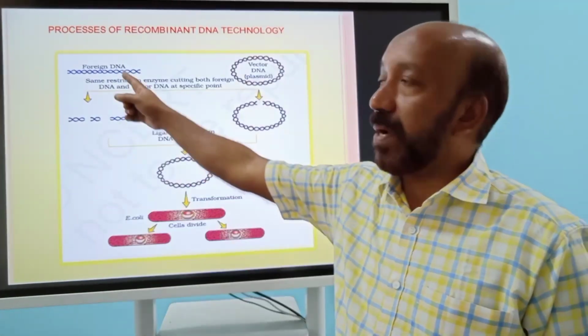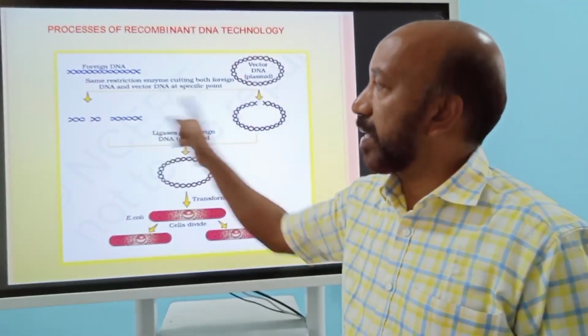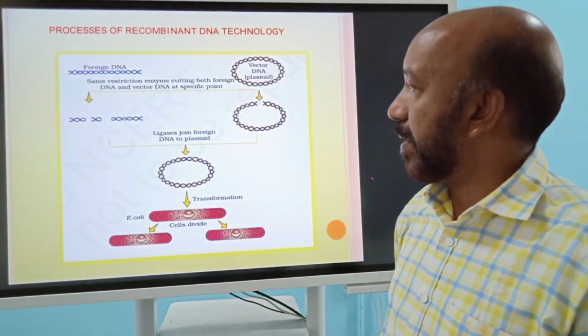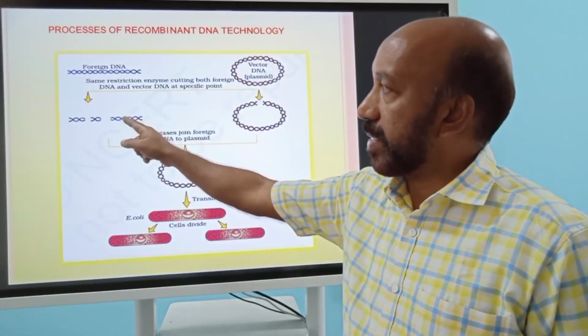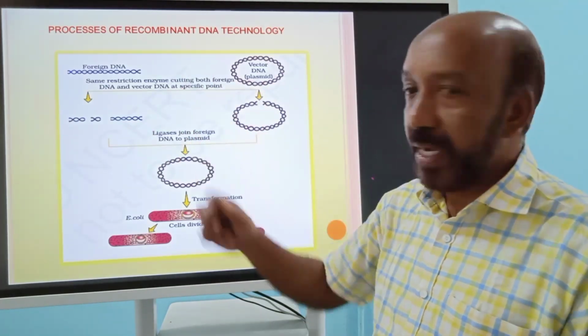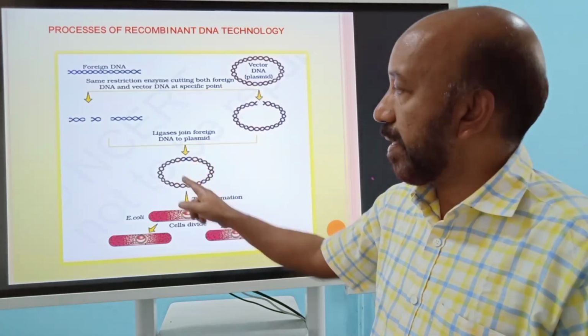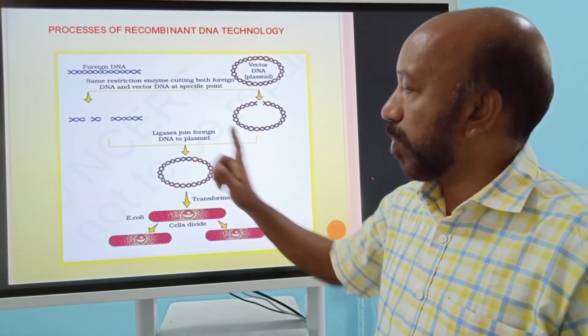Here we can see the foreign DNA is there, and here the vector is there, and we are cutting by using the nuclease enzyme. Both the structures, foreign DNA as well as the vector DNA, should be cut with the same restriction enzyme to make sticky ends. After that, we are ligating by using the DNA ligase, and here we can see the recombinant DNA.